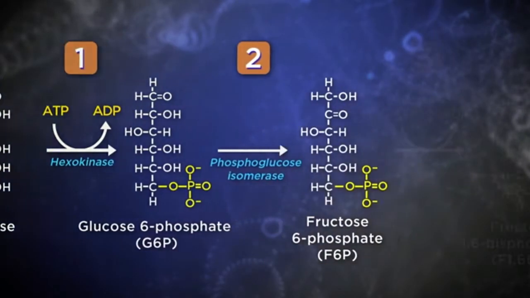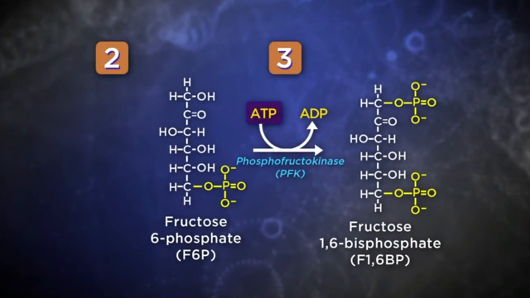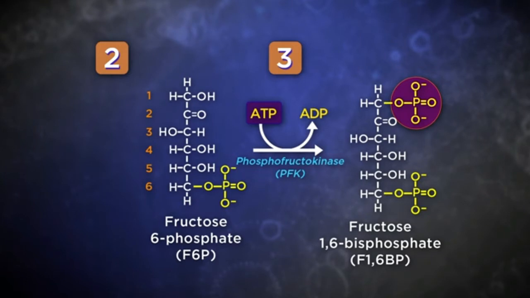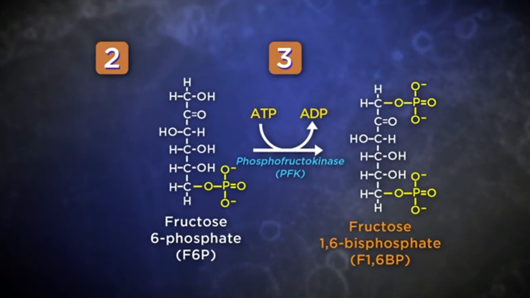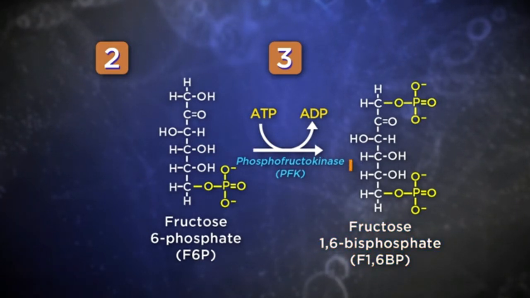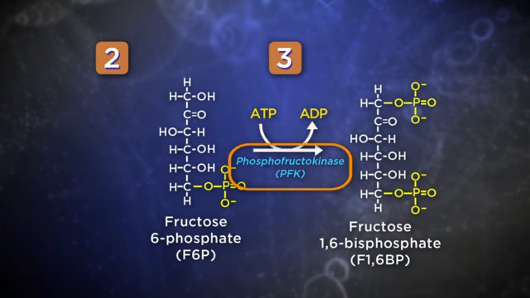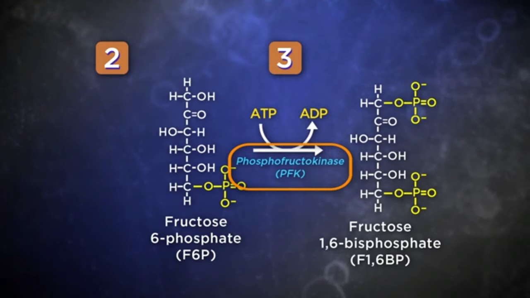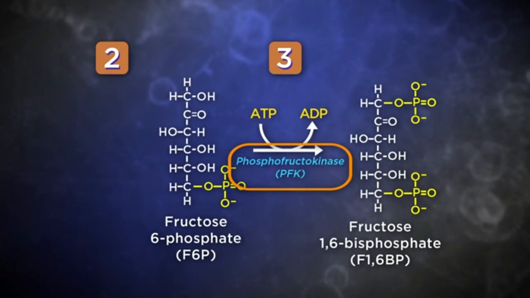In that step 3, a second ATP is invested to add a second phosphate onto F6P, this time at carbon number 1, making fructose 1,6-bisphosphate, or F16BP. The enzyme catalyzing the reaction is called phosphofructokinase, or as I'll more commonly say it, PFK. This enzyme is capable of controlling the entire pathway, as you will see.